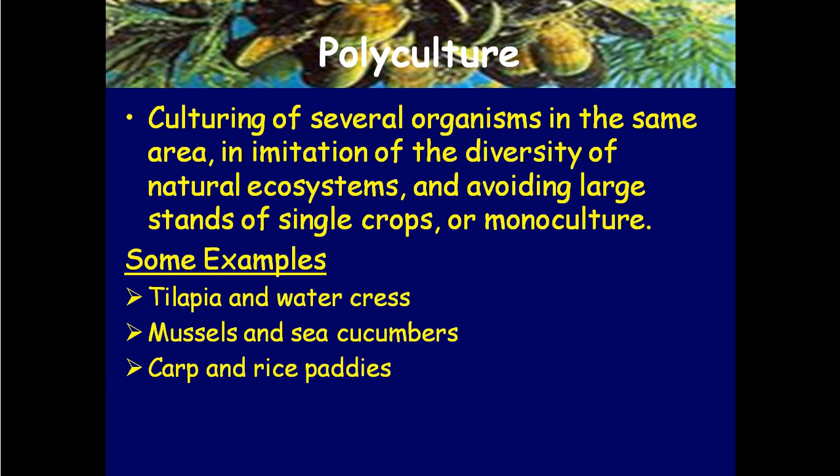Okay, another definition: polyculture. This is being a little bit smarter, where you're trying to mimic some of the natural ecosystem and avoiding large stands of single crops or monoculture. And you put multiple organisms in the same system. Okay, so for example, tilapia and watercress, or carp and rice paddies, these are both freshwater systems where crops are being grown in aquatic habitat. And if you add fish to those habitats, such as tilapia or carp, then you get a couple of benefits.